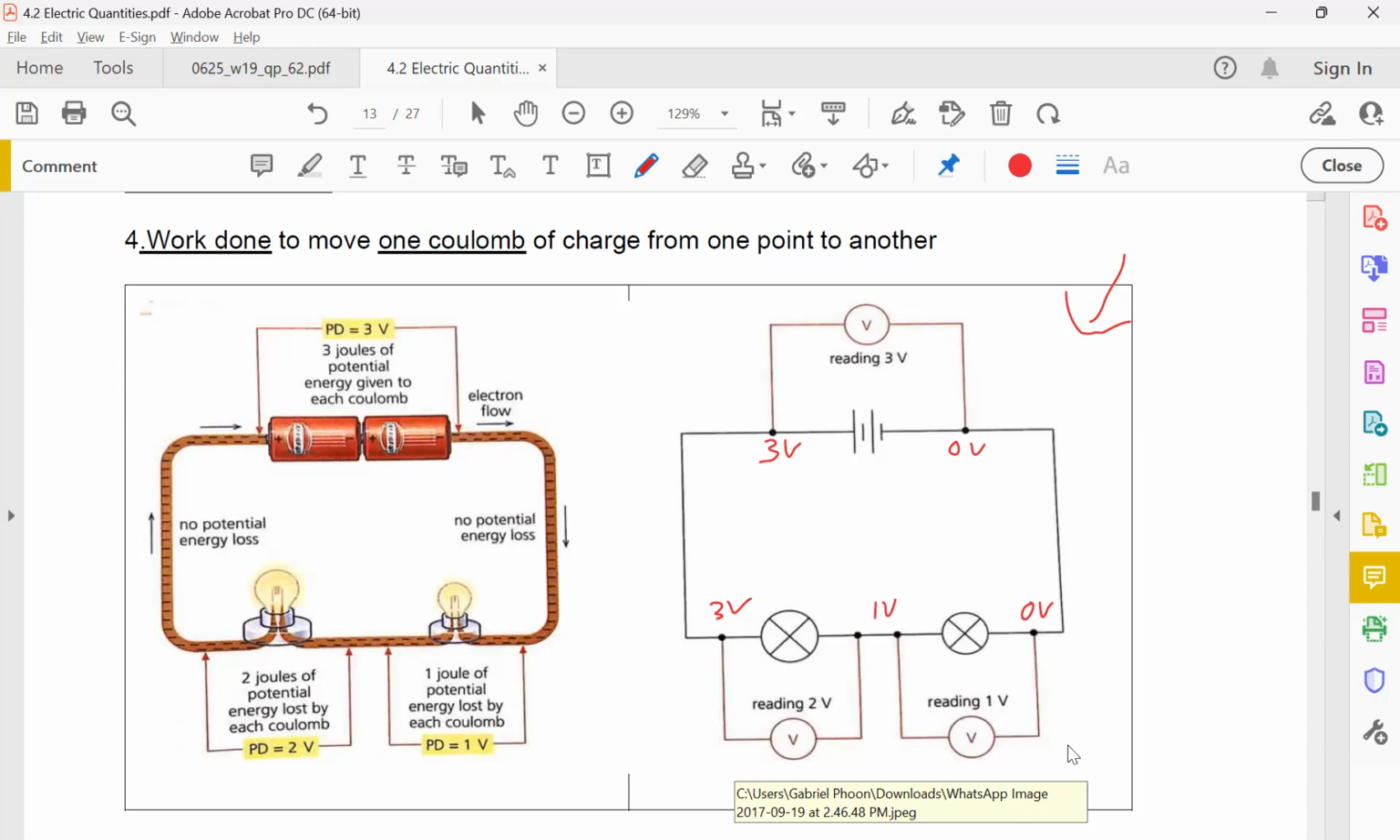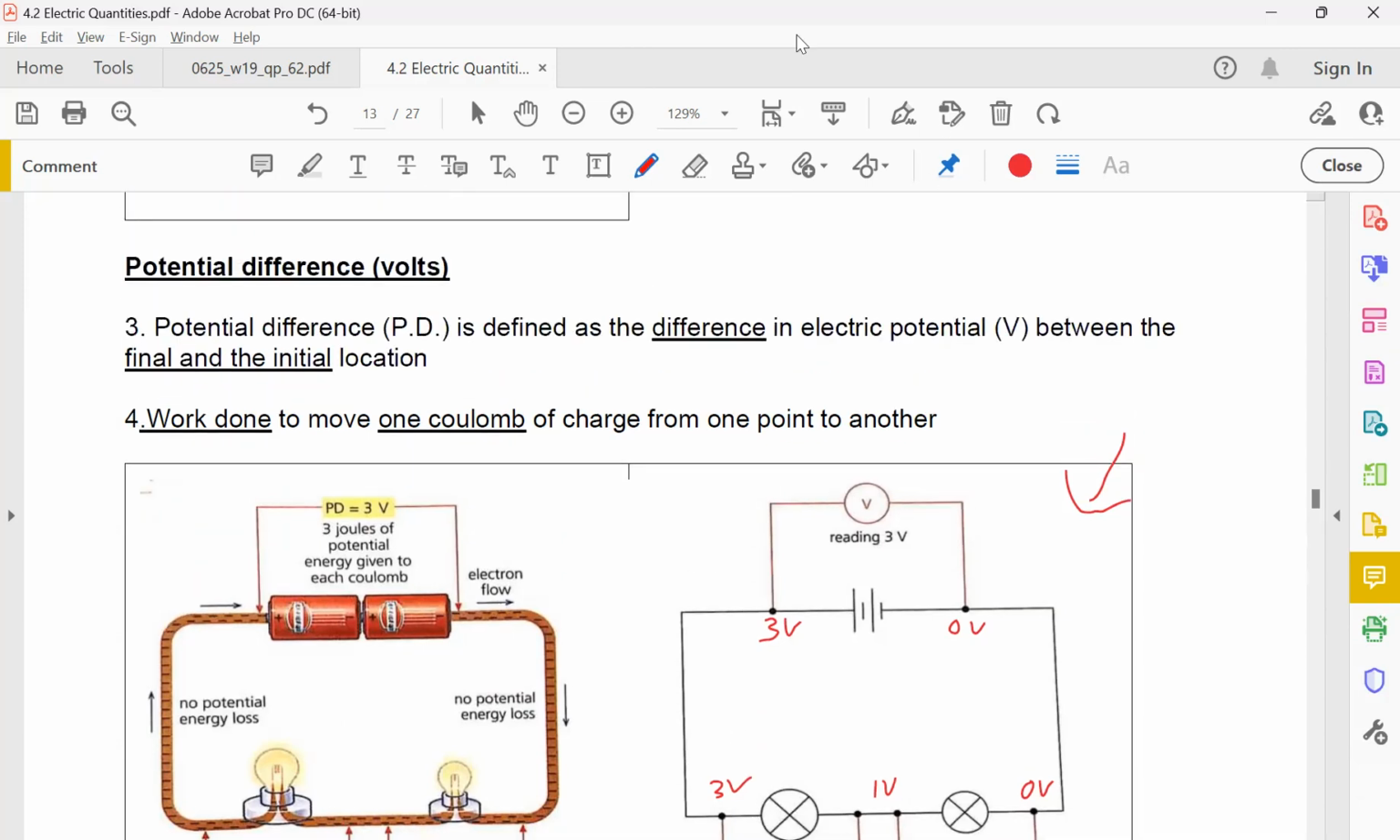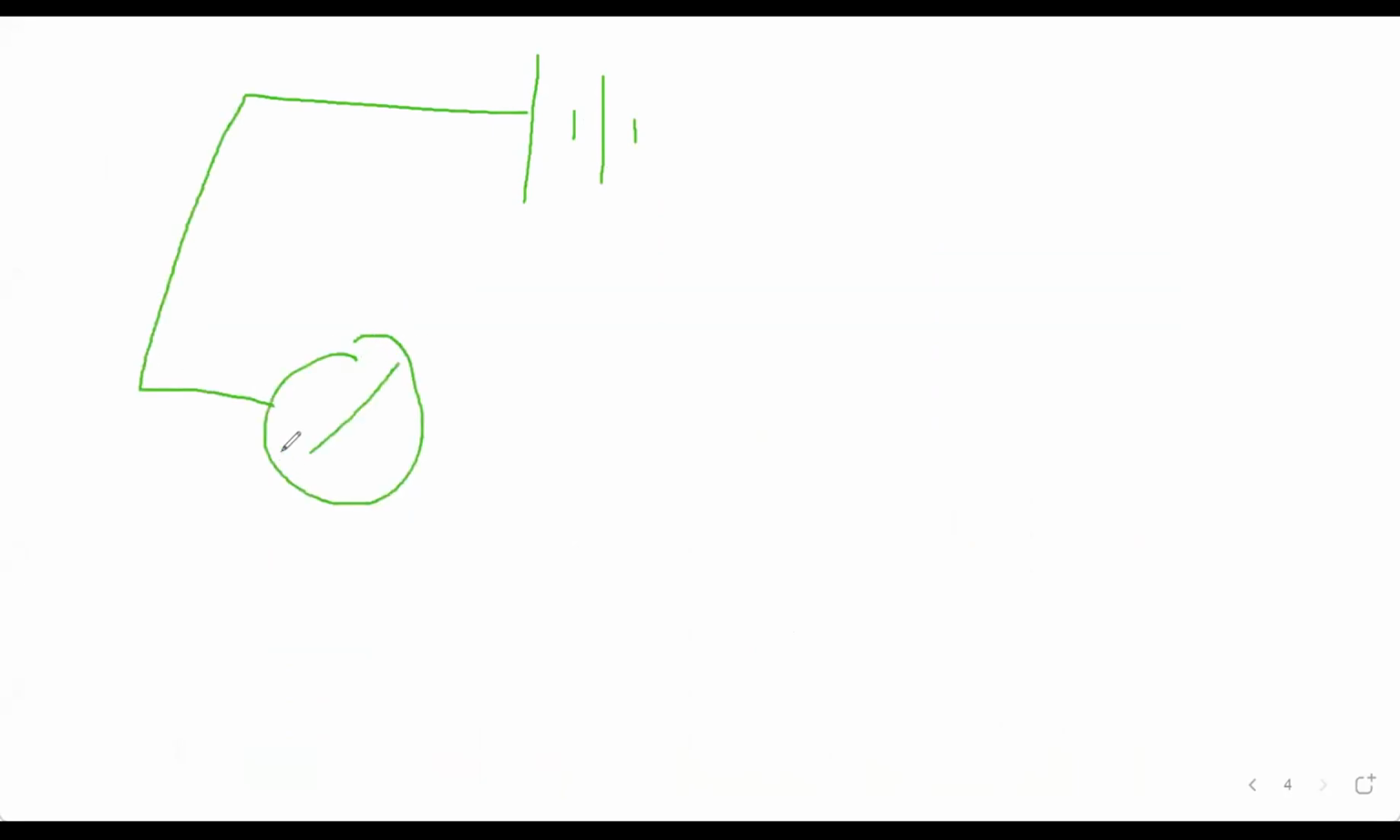Okay, guys, let me tell you right now what's the difference between electromotive force and potential difference. Everyone, shut up, listen here, okay.